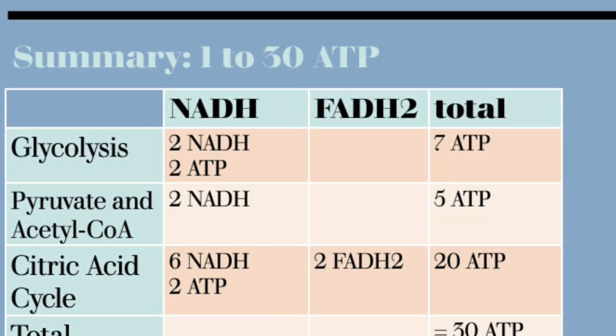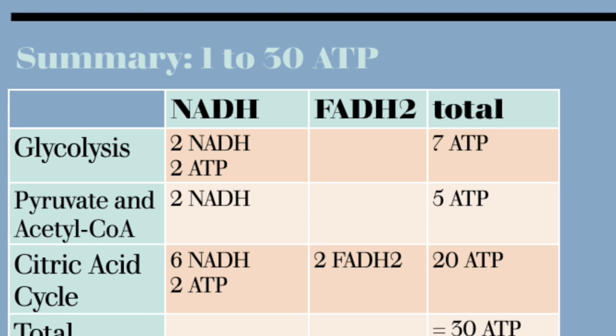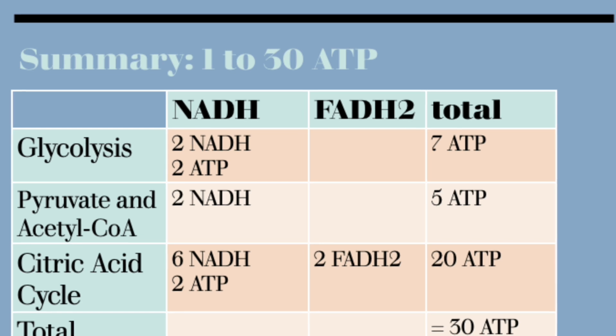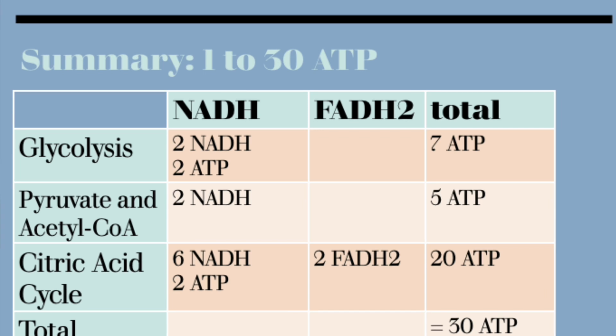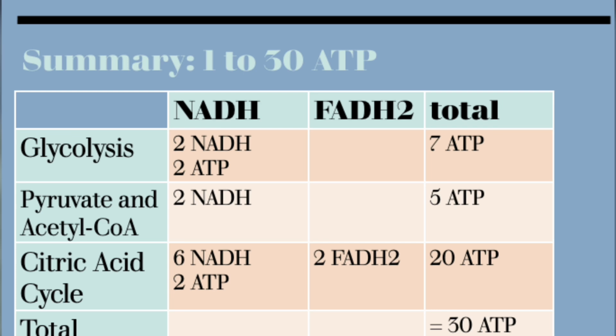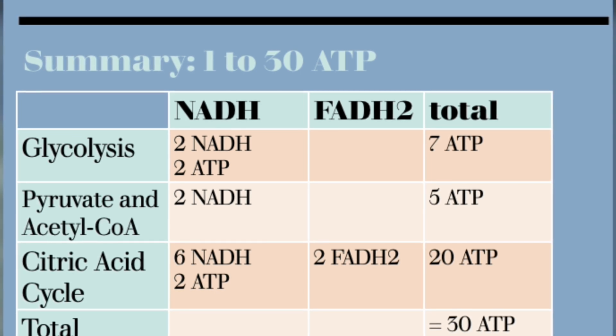For my summary of everything, how we went from 1 ATP to 30 ATP, I made a chart including all my information. From glycolysis, we get 2 ATP and 2 NADH, which is 7 ATP total. From pyruvate to acetyl-CoA, we get 2 NADH and 5 ATP. And from the citric acid cycle, we get about 6 NADH, 2 FADH2, and 2 ATP. And this gives us 20 ATP. Adding it up together, it's 30 ATP from just 1 glucose.